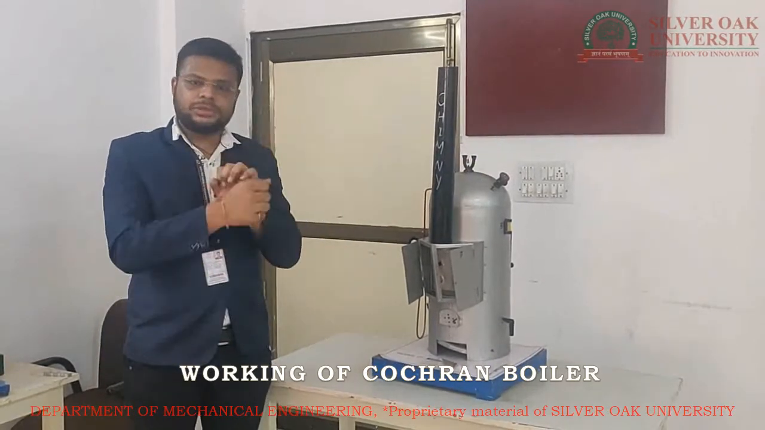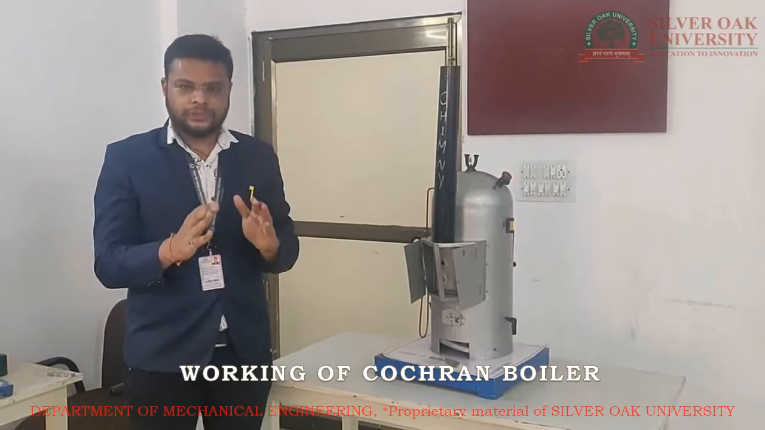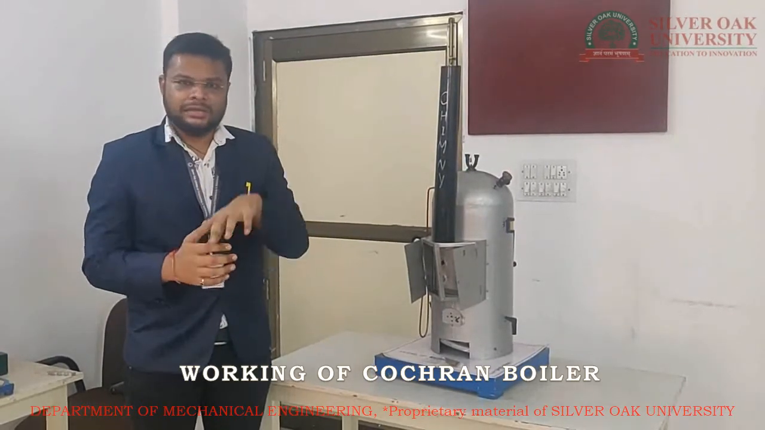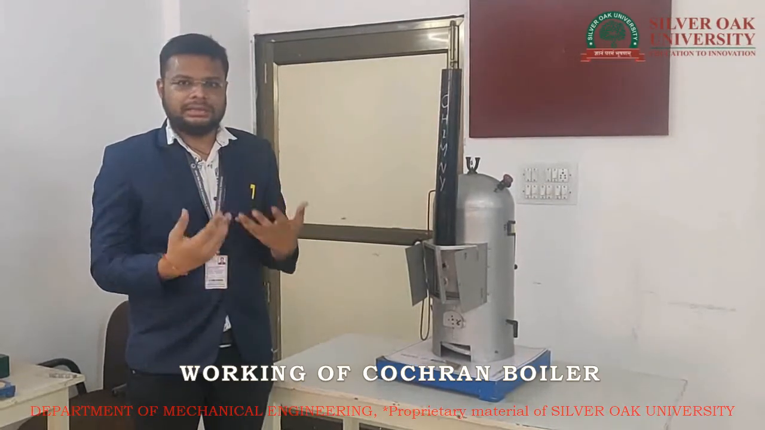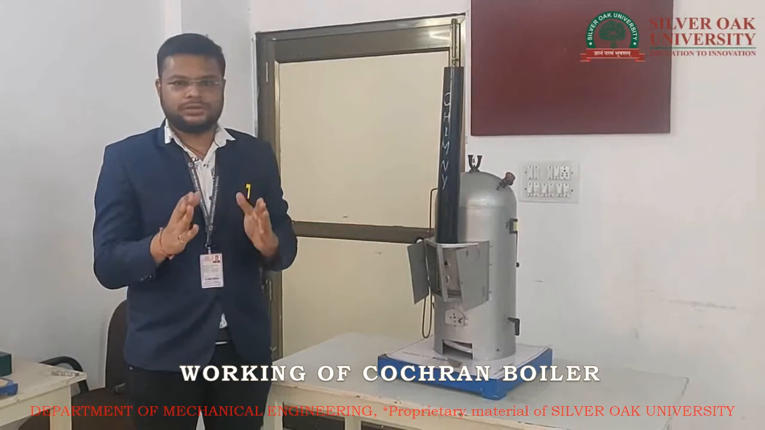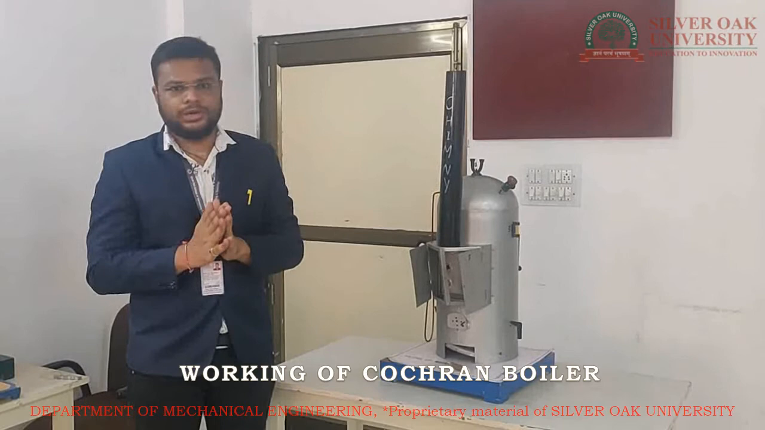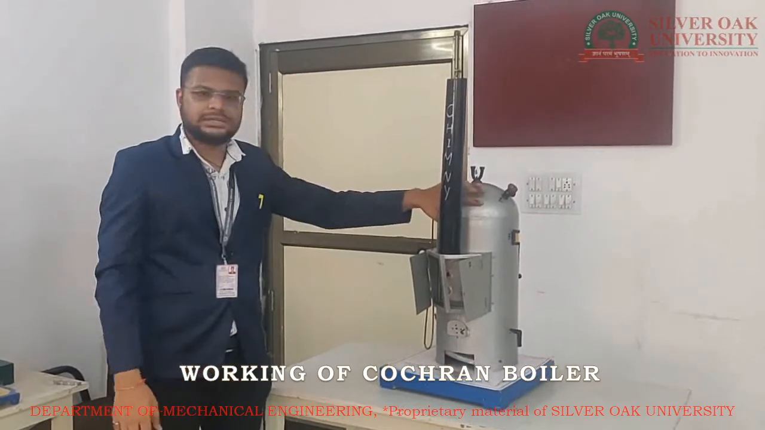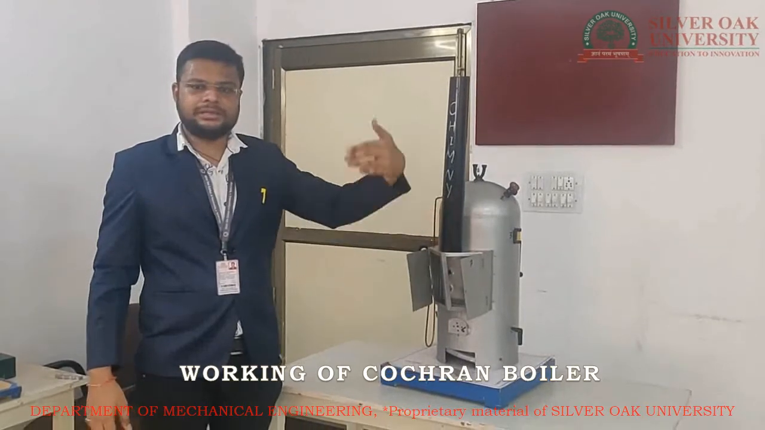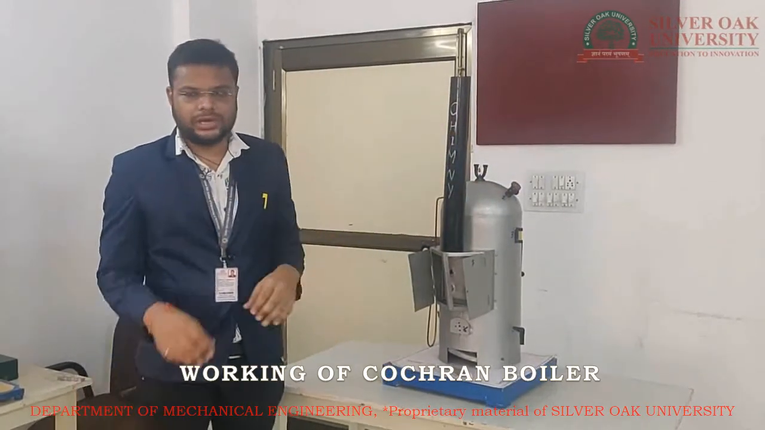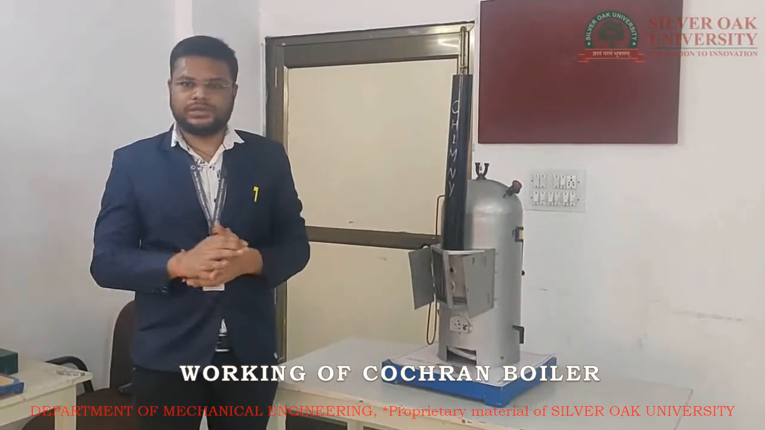Now the lower portion of the steam stop valve is connected to the anti-priming pipe. The function of the anti-priming pipe is that whenever we are extracting steam from the boiler, there is some amount of water molecules present in the steam, so it is essential to remove those water molecules. For that we use this anti-priming pipe, and after the anti-priming pipe the steam goes into the steam stop valve, and from the steam stop valve we can easily extract the steam for our further application.